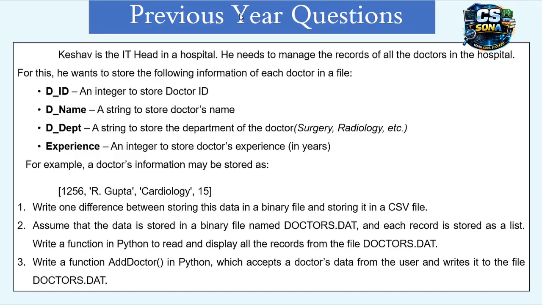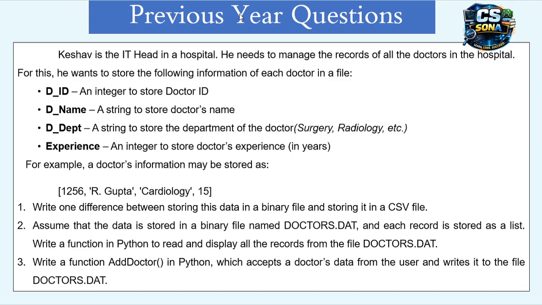Okay, very simple. Next is write a function add doctor in Python which accepts a doctor's data from the user and writes it to the file doctors.dat. Okay. There should be a function named add doctor which will accept one more record from the user and write it into doctors.dat. So this may be a function to add the doctors coming to the hospital. So it may be an append function, I assume.